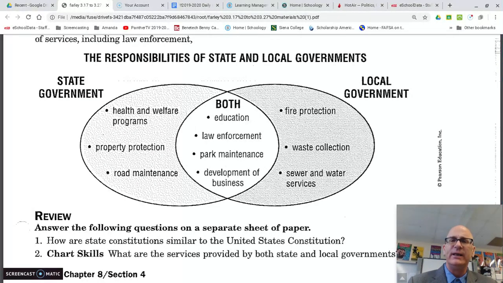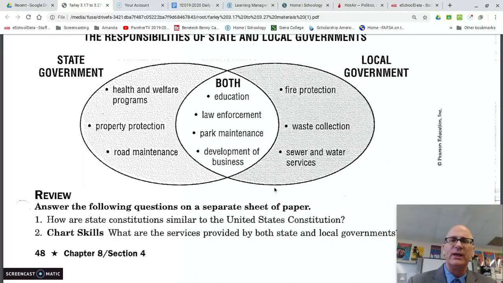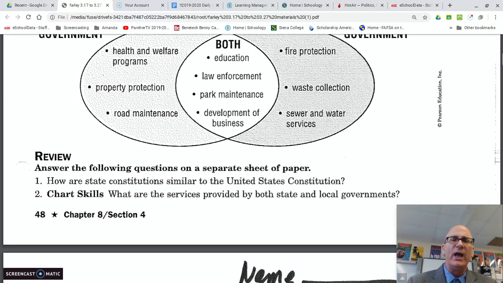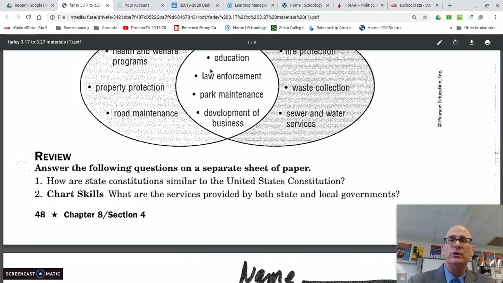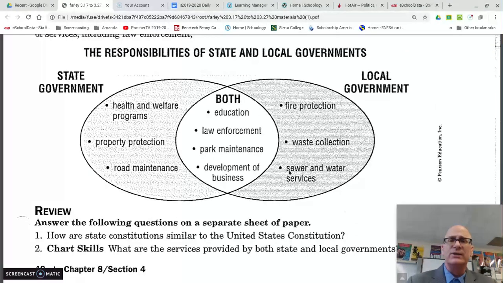Now you can pause this at any point to make sure that you're picking up on key points. And after you've paused, I would like you to take an opportunity on a separate sheet of paper or on a Google Doc to answer the following questions. One, how are state constitutions similar to the U.S. Constitution? And chart skills, which you can use the Venn diagram to answer: what are the services provided by both state and local governments? This is your assignment that goes along with the reading that we've just done.